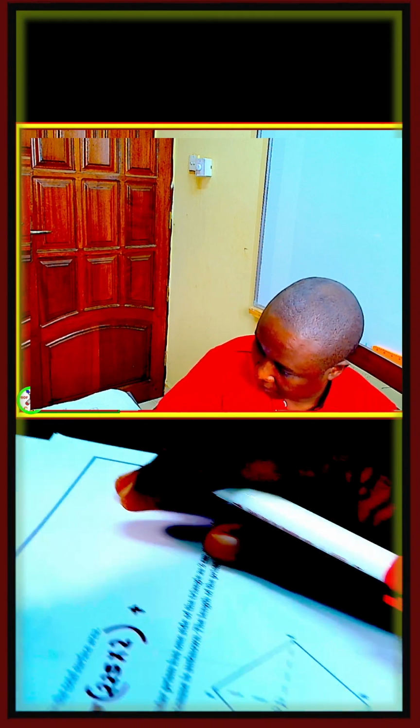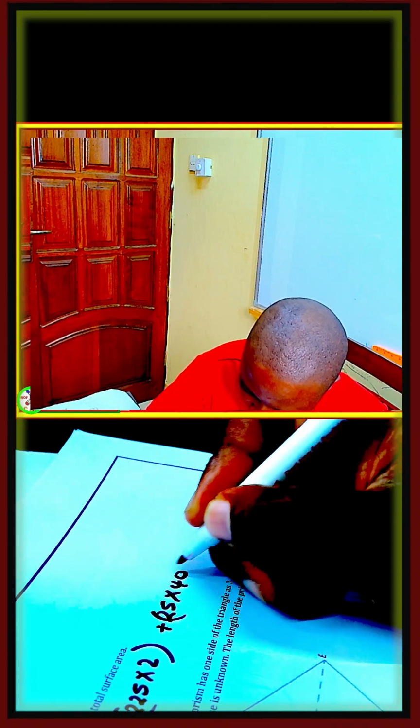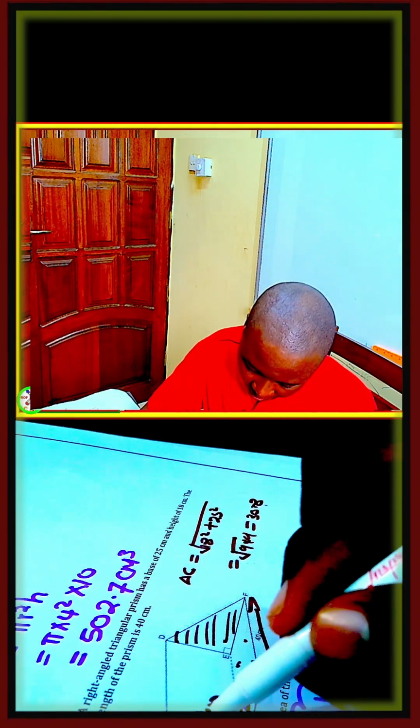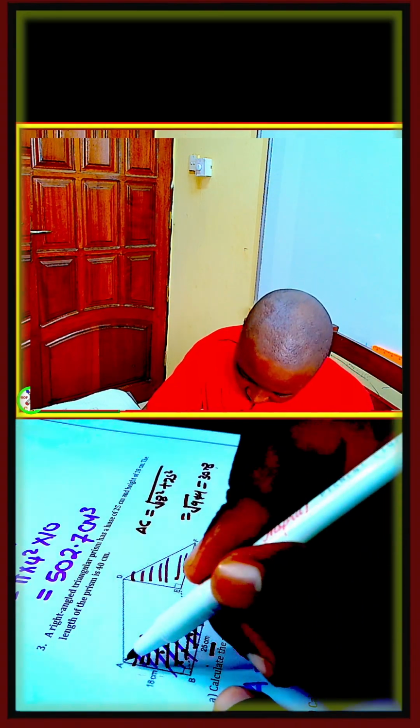Plus 25 times 40. Plus, we need also to find the area of this vertical height, which is this side here.